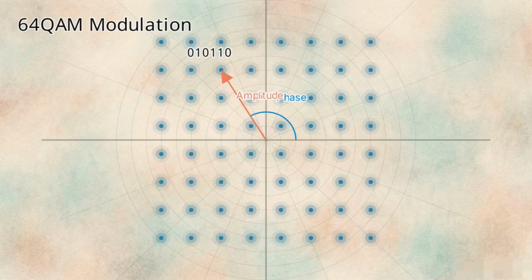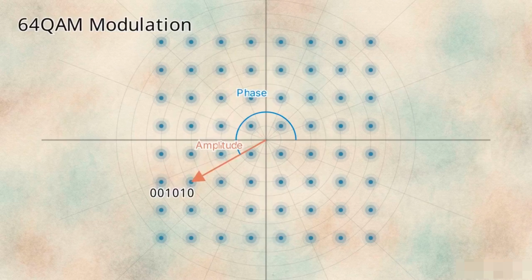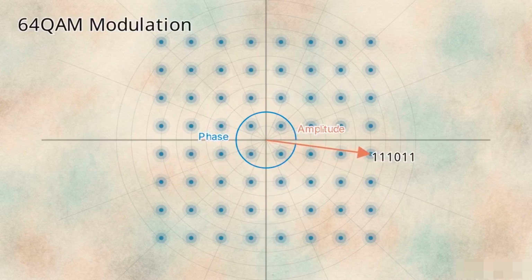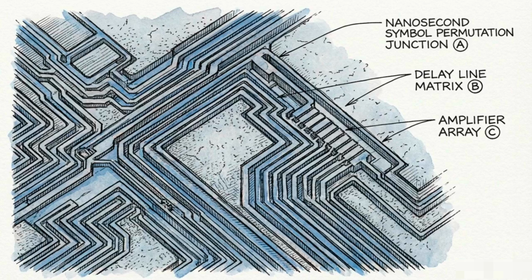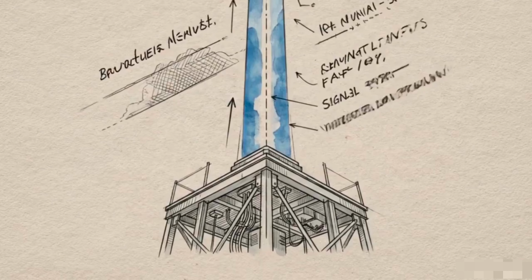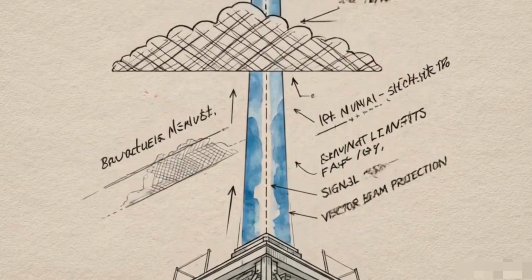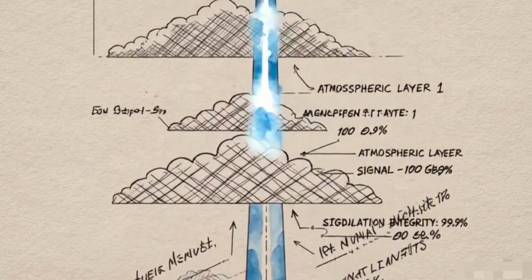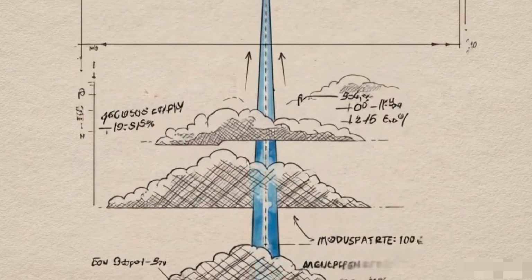As the wave changes its amplitude and phase to match these coordinates, it physically encodes the data. The transmitting chips generate a totally new symbol permutation every 10 nanoseconds. This ultra-fast modulation packs up to 540 million bits of raw data per second into the steered carrier beam.